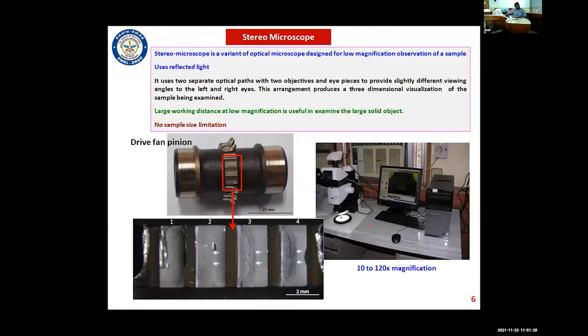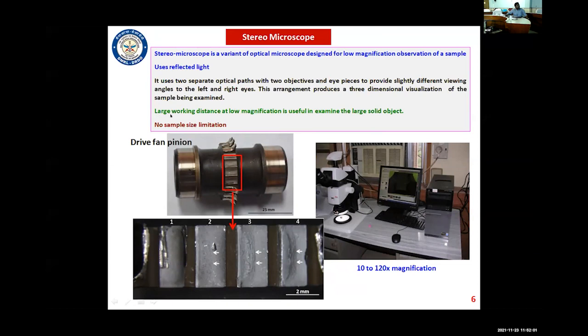Which is the stereo microscope. Basically, the stereo microscope is a variant of the optical microscope designed for low magnification observation of a sample. It also uses reflected light. In the stereo microscope we can see a three-dimensional view because it uses two separate optical paths with two objectives and eyepieces to provide slightly different viewing angles to the left and right eyes. This arrangement produces a three-dimensional visualization of the sample being examined.